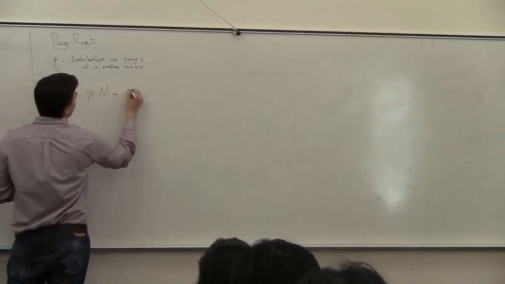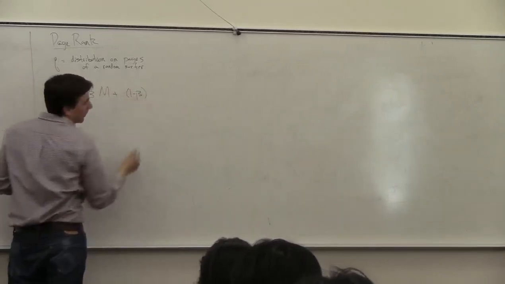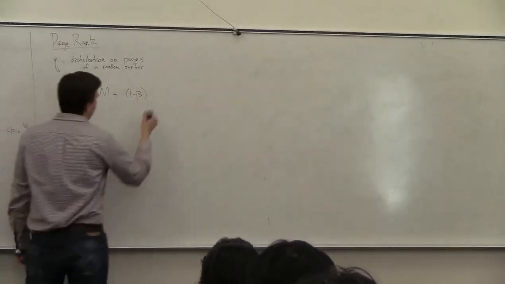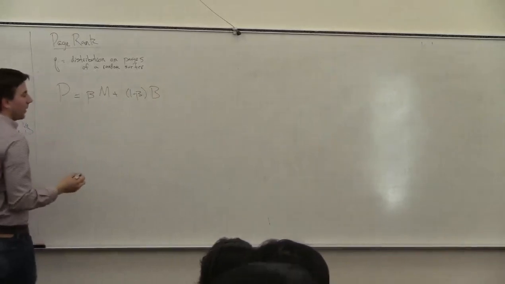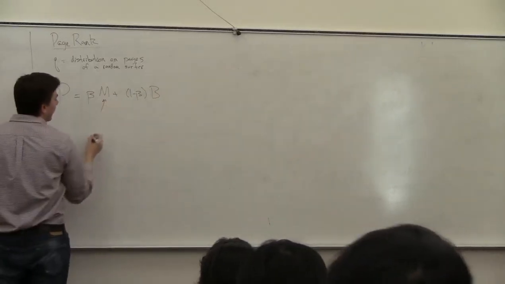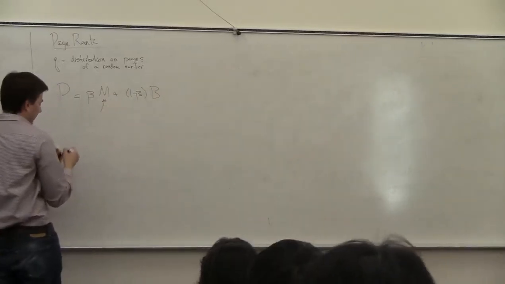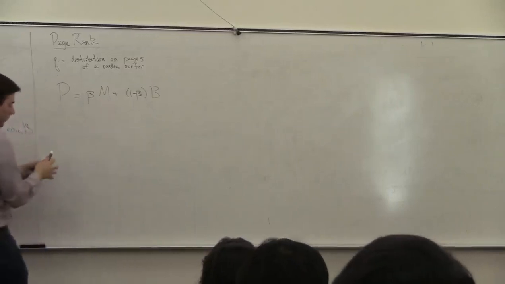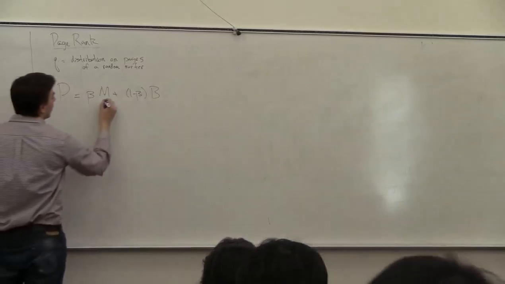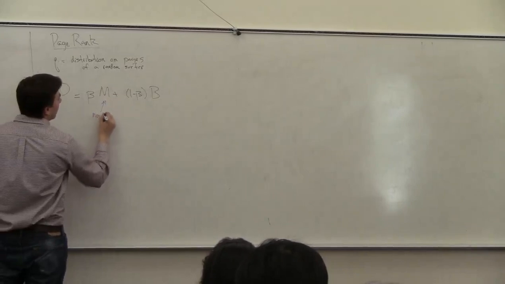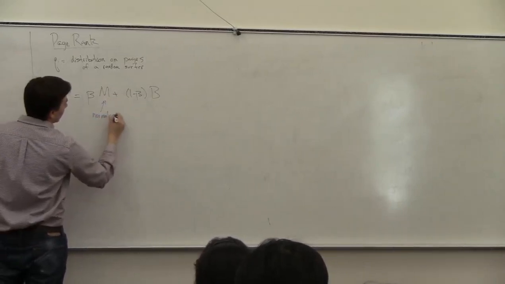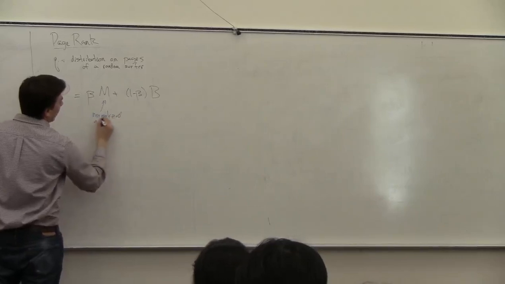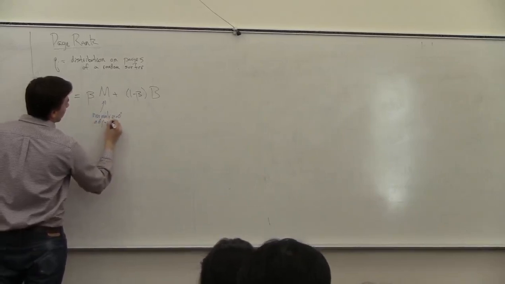which is going to be beta times M plus 1 minus beta times D. And so this M is the normalized adjacency matrix.